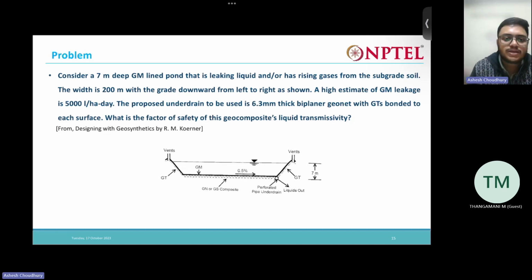Okay, the width is 200 meter with a grade downward from left to right as shown. A high estimate of geomembrane leakage, the maximum high estimate, is this much: 5,000 liter per hectare per day. The proposed underdrain to be used is a 6.3 thick biplanar geonet with geotextile bonded on the surface. What is the safety factor for this geocomposite? So this is not liner design. This is from the previous classes, drainage design, but related to landfills.